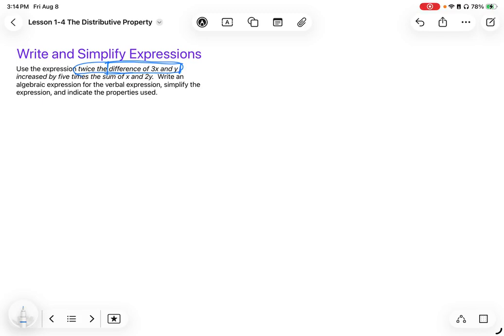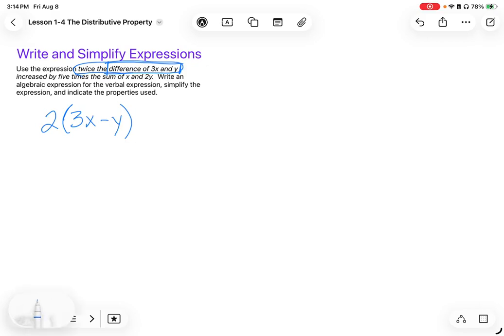So the difference of 3x and y means 3x minus y, and we're going to double it. Now, the way that we indicate that we're going to double the entire thing, like we're going to subtract it and then double it, is that we're going to put this in parentheses. Take the difference of 3x and y and then double it. If we don't do the parentheses, let me erase those so we can see what this is going to look like. If I do not include these parentheses, then it looks like I'm just going to double the 3x. I don't want to double the 3x. I want to double the difference, twice the difference. So I need those parentheses.